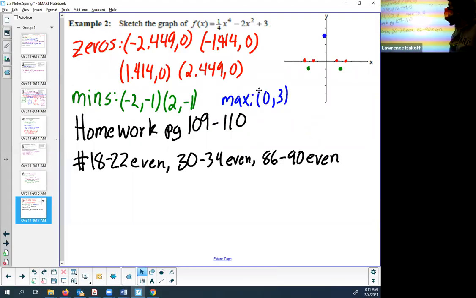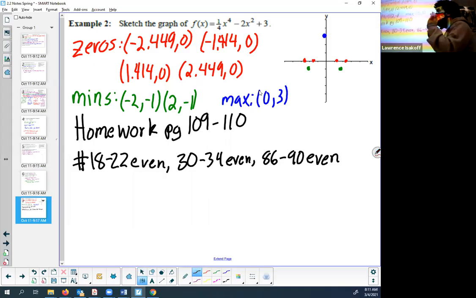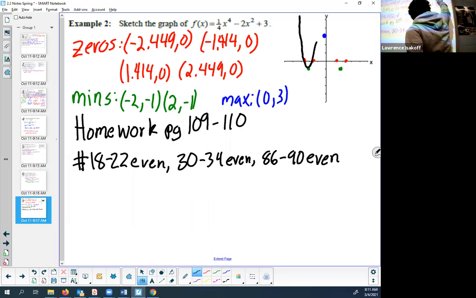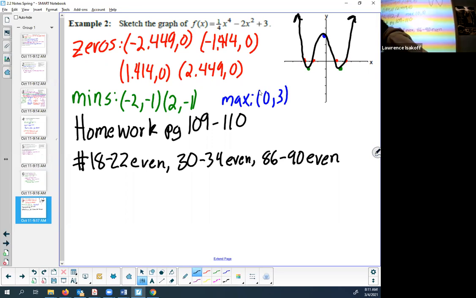Now my end behavior, this did not ask us to describe it, but both sides go up, right? So that tells me I'm just going to draw a smooth curve through these points where both sides just go up. So I just do my best to draw this smooth W shape, and I have now accurately sketched this graph.